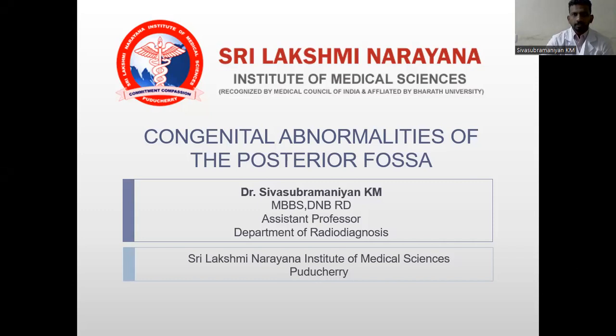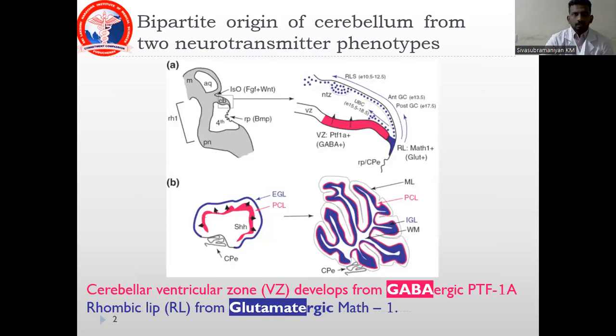Today's topic will be congenital abnormalities of the posterior fossa. The posterior fossa predominantly contains the cerebellum, the medulla oblongata and the pons, and you have the fourth ventricle in the middle. So you have a bipartite origin of the cerebellum from two neurotransmitter phenotypes.